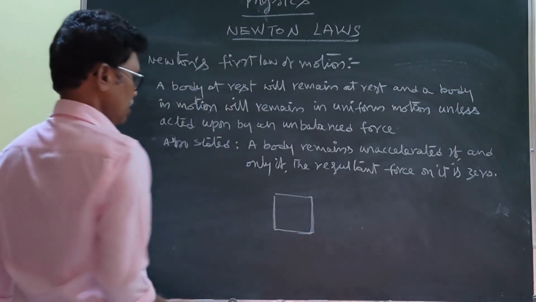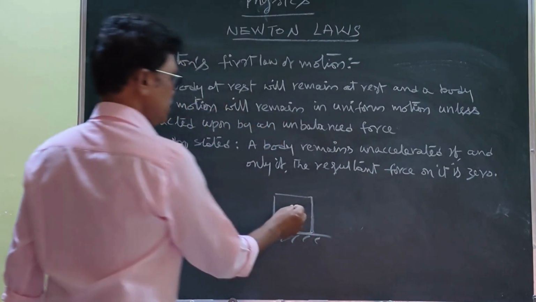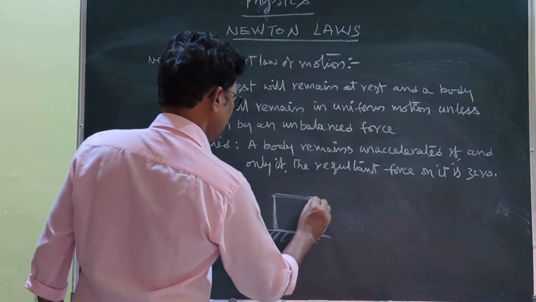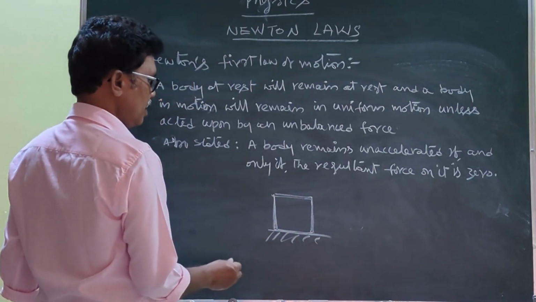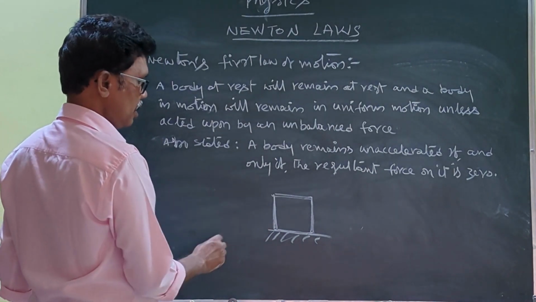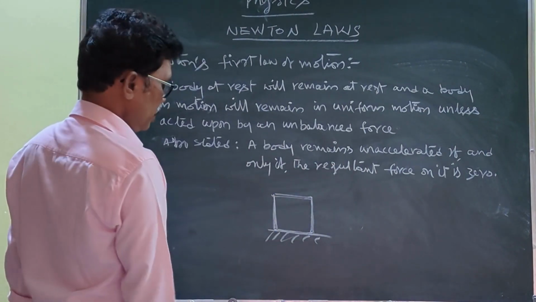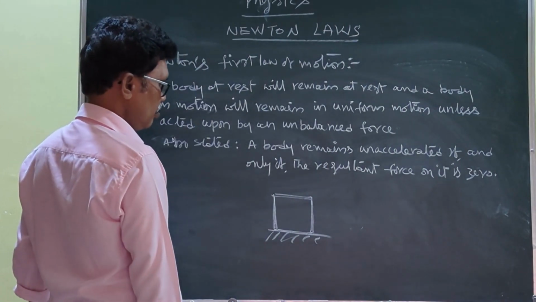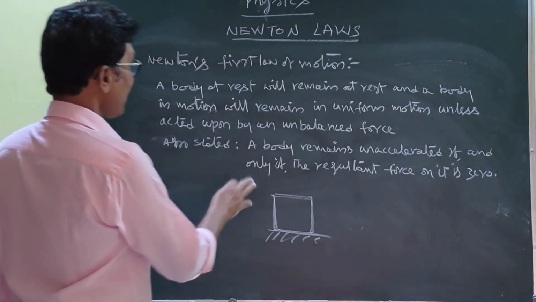Obviously it has mass, obviously it has a weight. It is put on this surface. Unless otherwise there is a force acting on it, this object doesn't get displaced, or doesn't move. So this is called the law of motion.